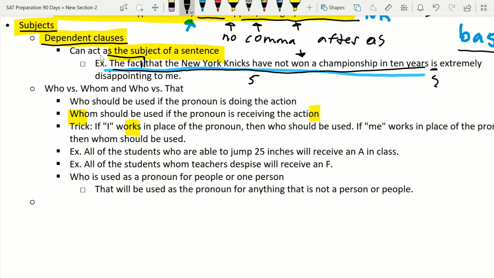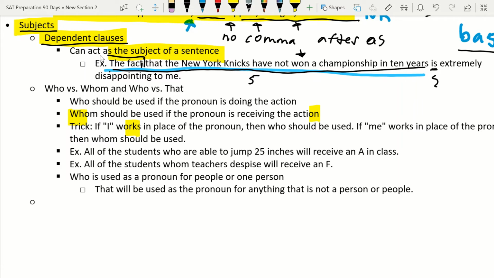So an example is the fact that the New York Knicks have not won a championship in 10 years is extremely disappointing to me. Our whole subject here is the fact that the New York Knicks have not won a championship in 10 years. Now, let's say that we had to figure out which form of a verb to use based on the number, right? We would use the fact, okay?